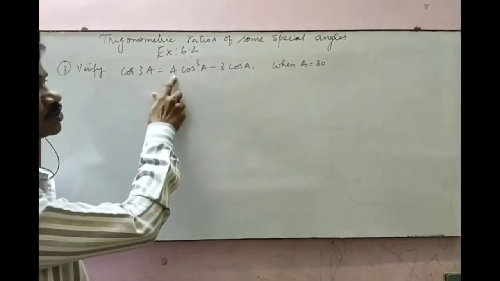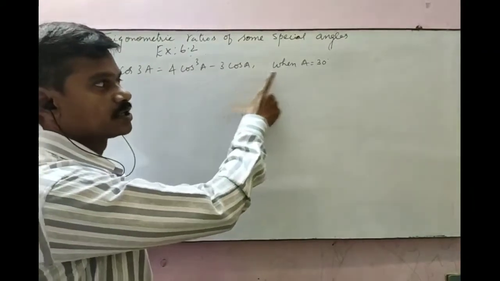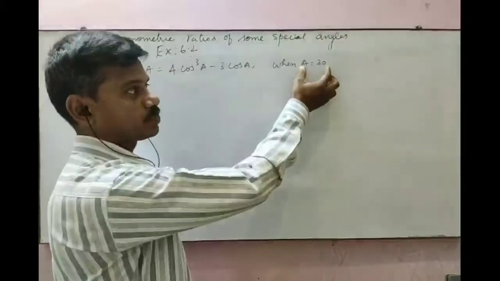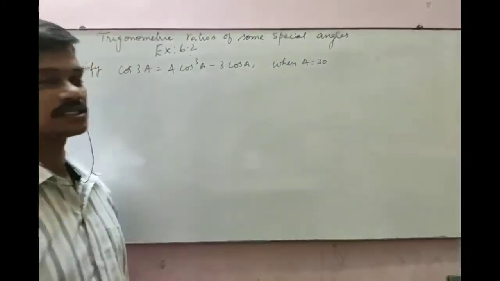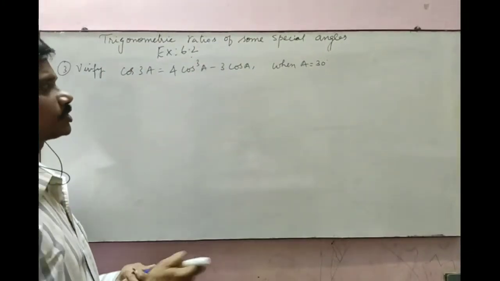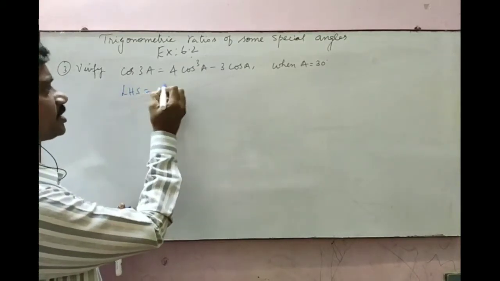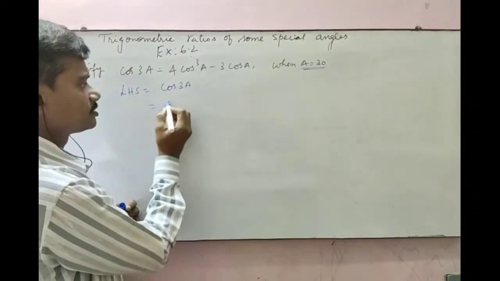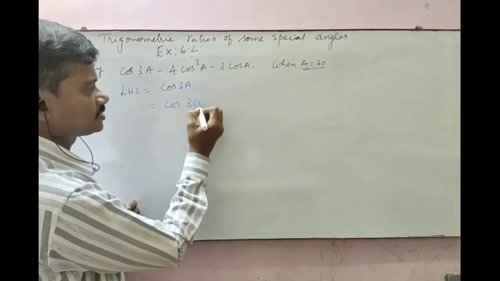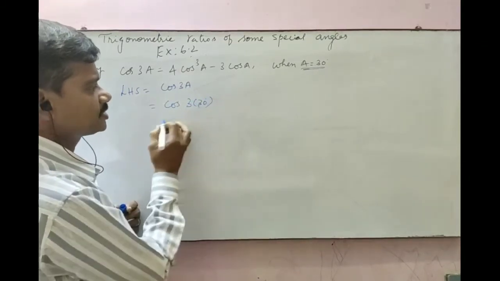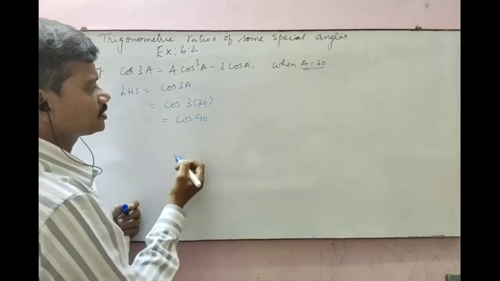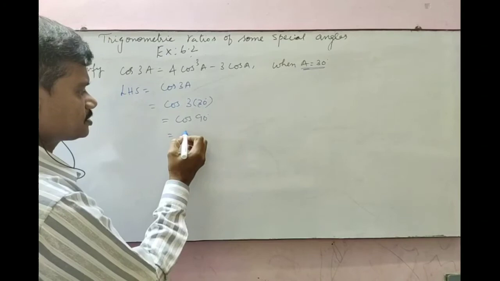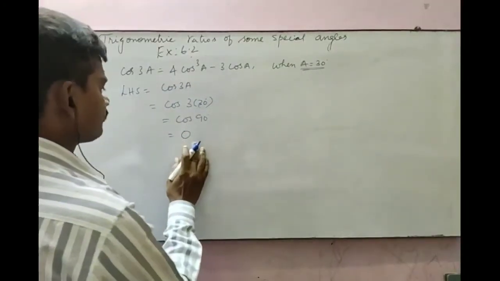Verify cos 3a equal to 4 cos cube a minus 3 cos a when a equal to 30 degree. Here the angle a is given as 30 degree. So I am going to substitute the angle a as 30 in the given equation. First I am going to take the left hand side. What is there in the left hand side? Cos 3a. So here the value of a is 30 degree. If you substitute this a as 30, 3 times 30 degree, 3 into 30 gives 90. What is the value of cos 90? Cos 90 is 0. So the left hand side value is 0.